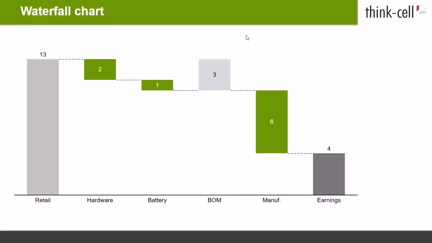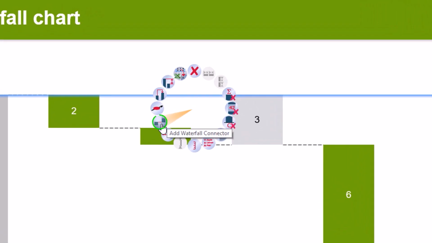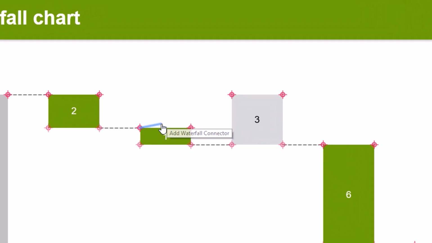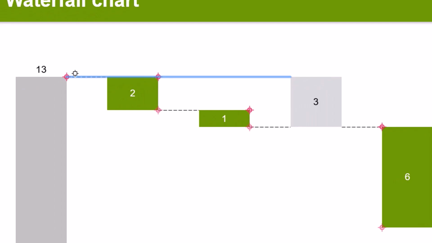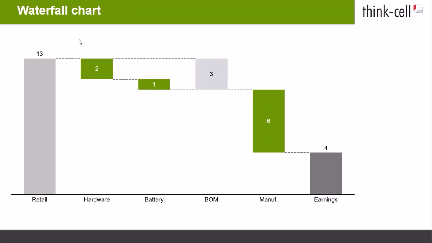You can also add connectors to the waterfall. Right-click into the chart and select Add Waterfall Connector from the context menu. Click once on an anchor point to place one end of the connector. Then click again on another anchor point to place the other end of the connector. Your new connector is now set.